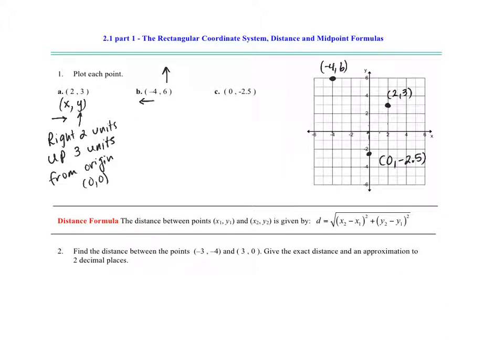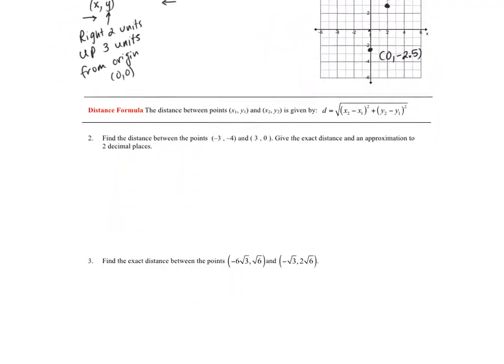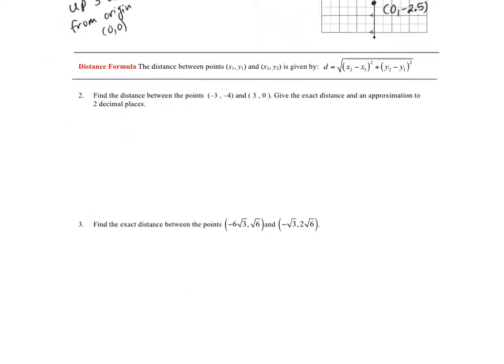point. Okay, so from the origin, when we're plotting points, the x tells you left or right, the y tells you up or down. So now let's talk about the distance between 2 points.